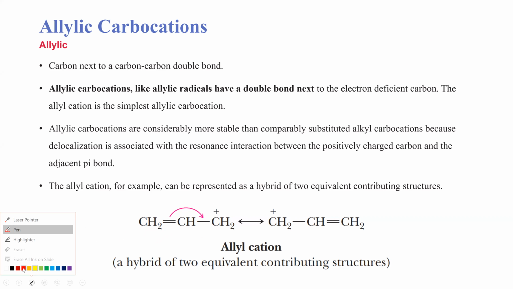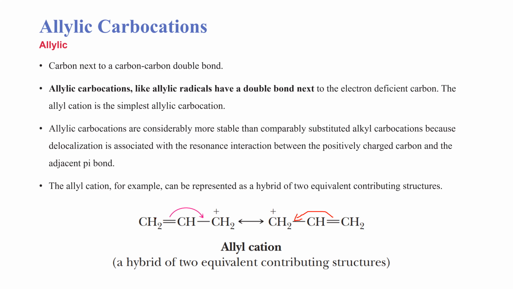So let me pick this color. Here again, if that happens this way, these pi electrons are moving back to this side. So then again, you will have this kind of formation. So it means they are the two equivalent contributing structures.